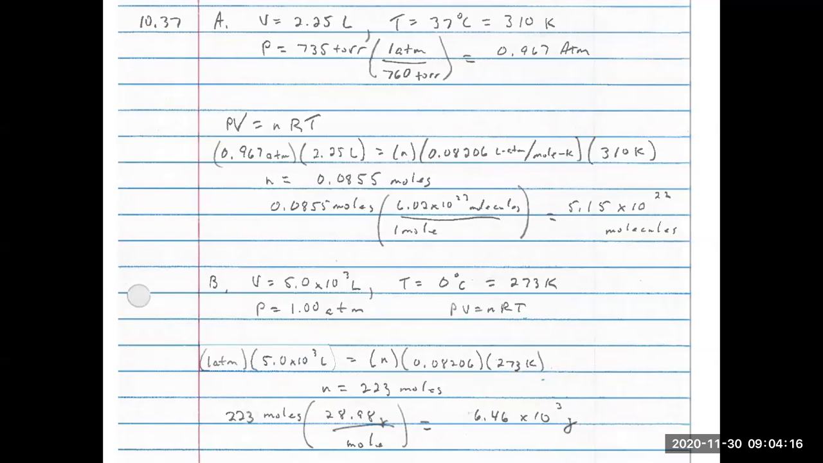And once again, we're assuming ideal behavior, so we can use that ideal gas law. So let's look at what we were given. We were given volume, 5 times 10 to the third liters. We were given temperature, 0 degrees C, and we're given pressure of 1 atmosphere. And we're wanting to get a mass of air.